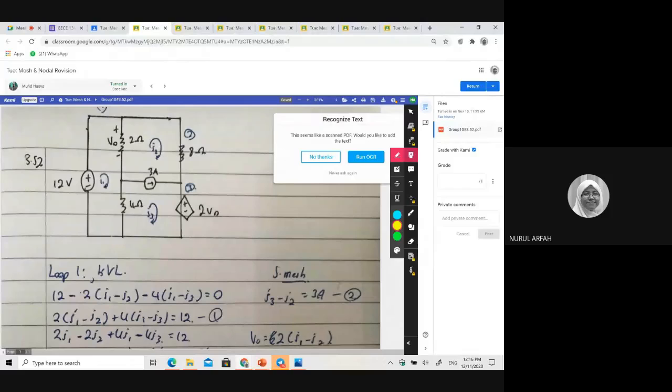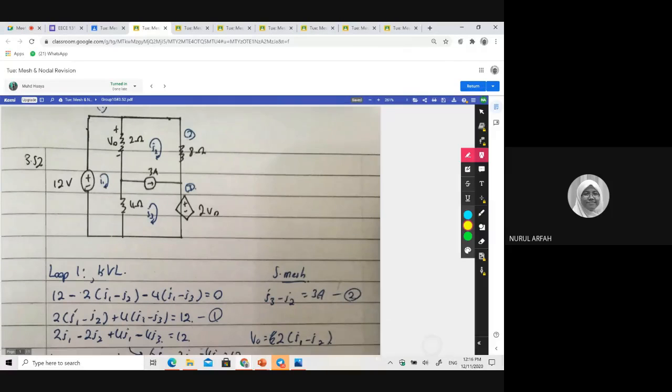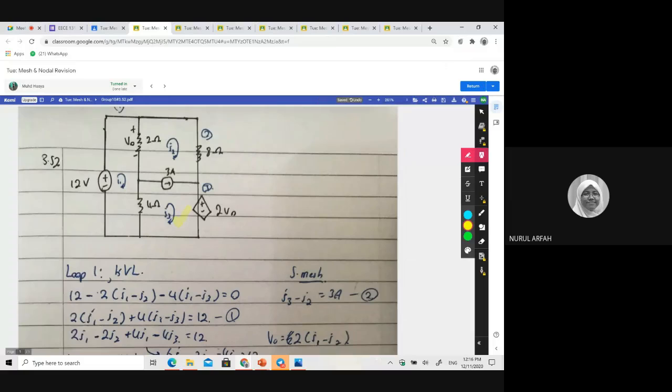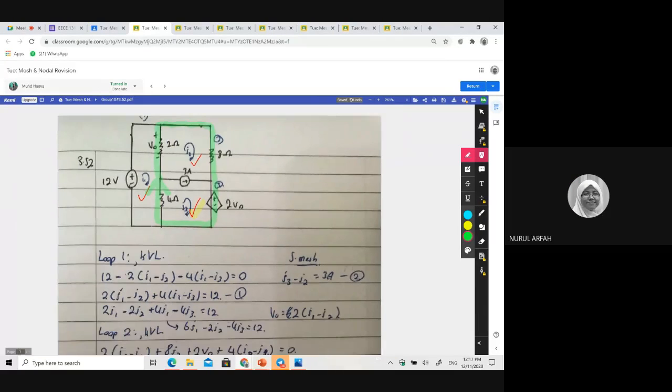Okay, for group 10, you need to use also mesh. Then if this is mesh, we will see this. It's correct. And then, do we have a super mesh? Brother and sister? Yes, yes, because ma'am, we have a current source in between two loops. So draw the boundary. Okay, the boundary.